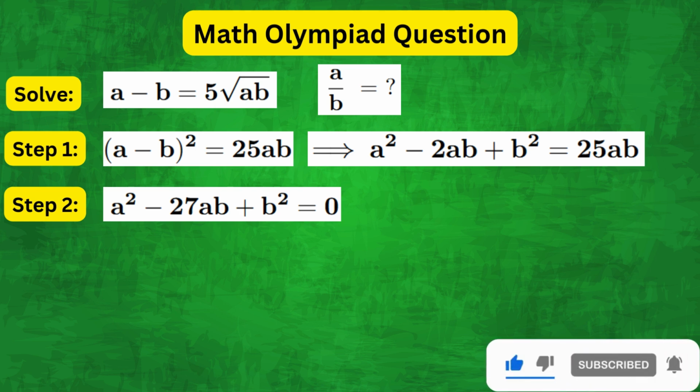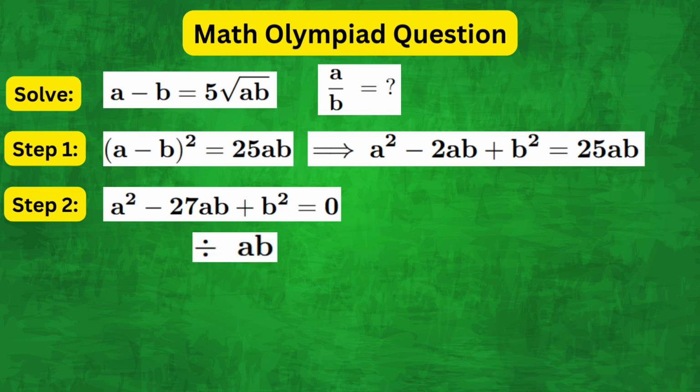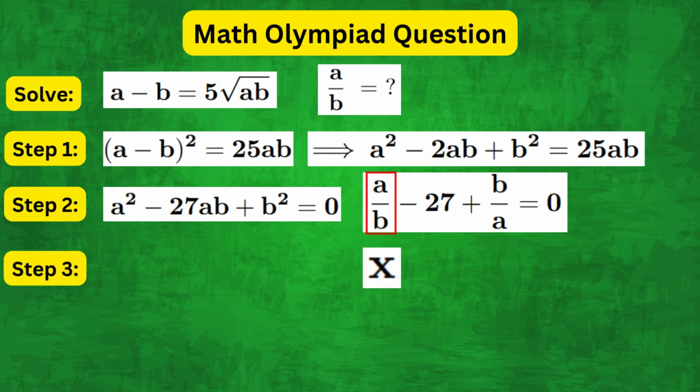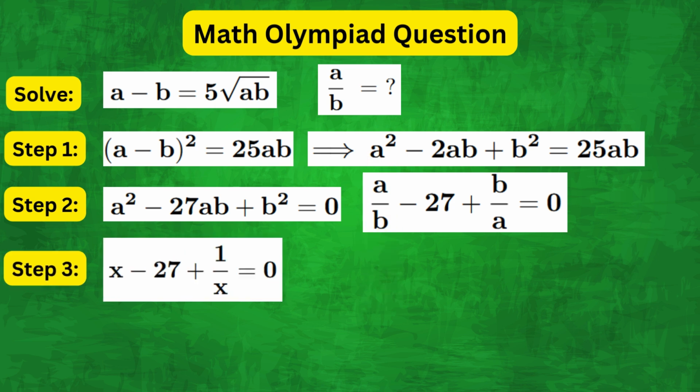Now we can divide both sides by ab and we end up with a over b minus 27 plus b over a equals 0. Remember that we wish to compute the value of a over b, so we can denote that by x, and we can rewrite the equation as x minus 27 plus 1 over x equals 0.